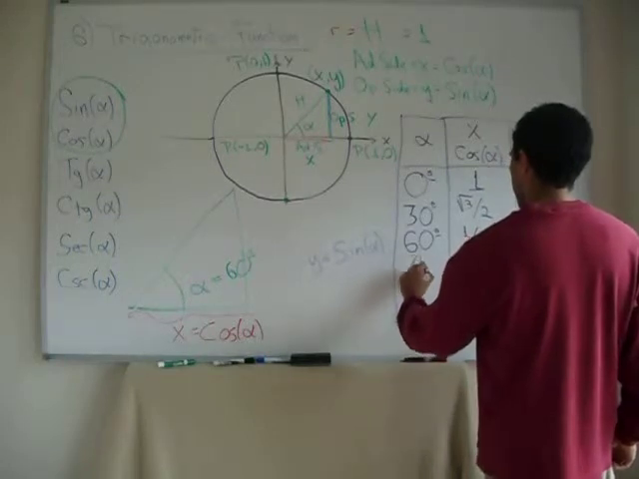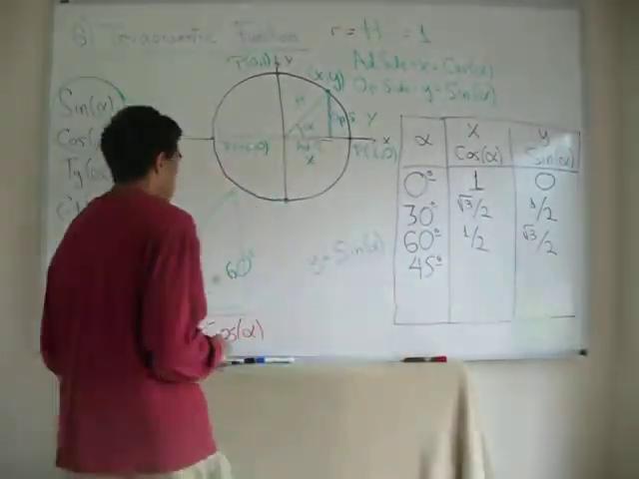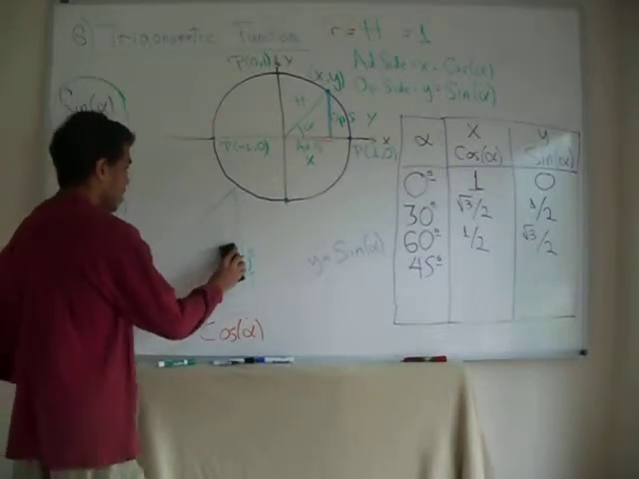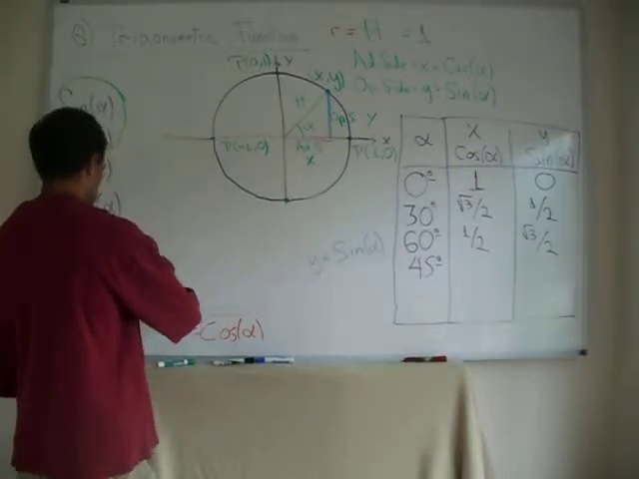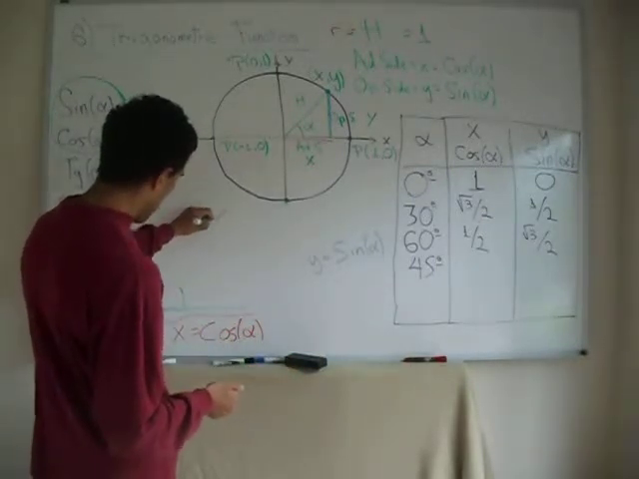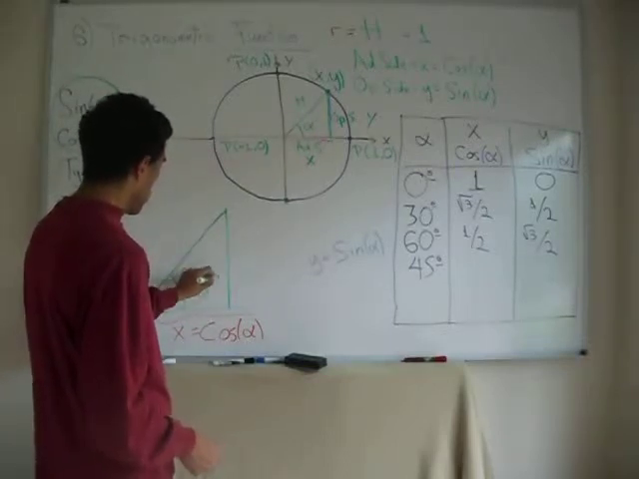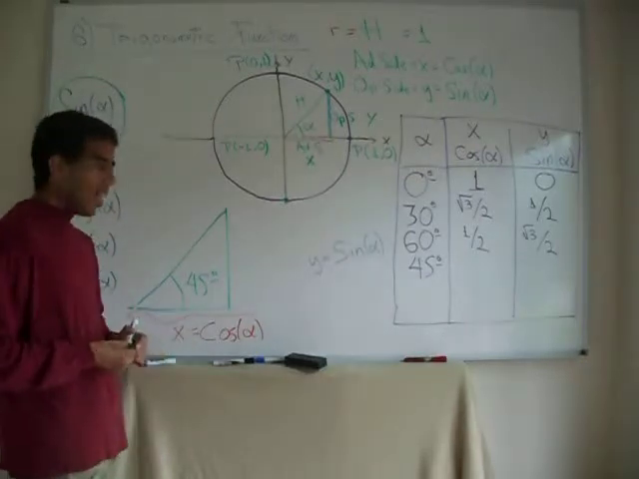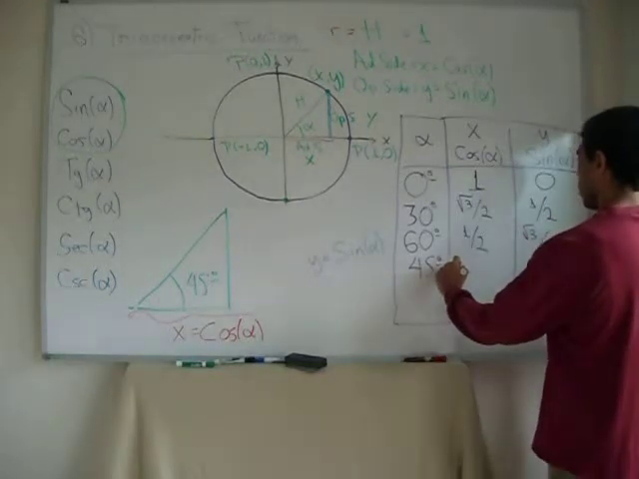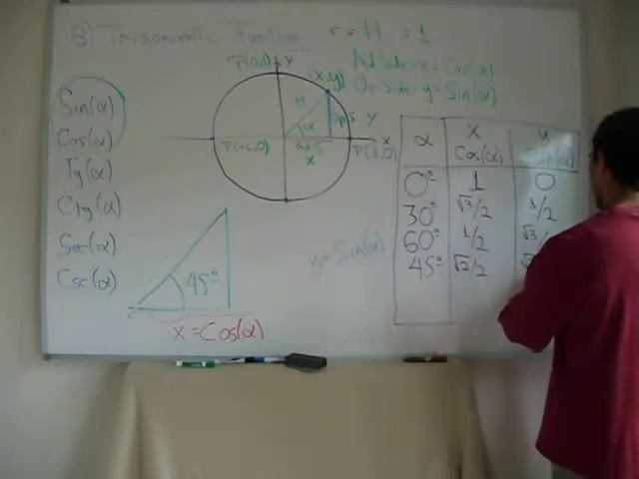What happens if alpha is 45 degrees? Well, in that case, x is going to get a little bit bigger and y a little bit smaller. We can redraw it. It's going to look a little bit like this, probably. And in that case, cos is going to be square root of 2 over 2, and sin is also going to be square root of 2 over 2.